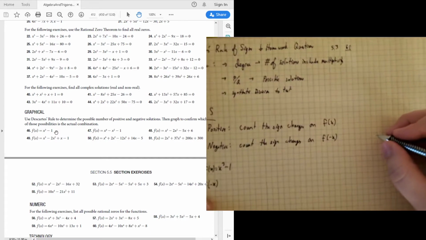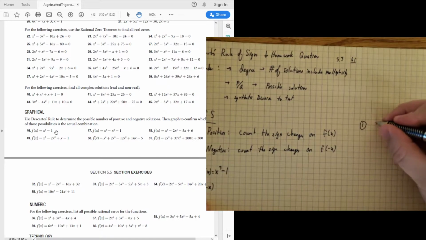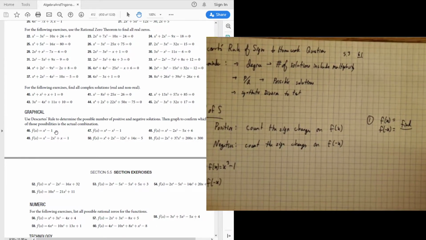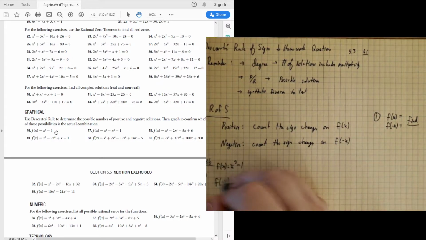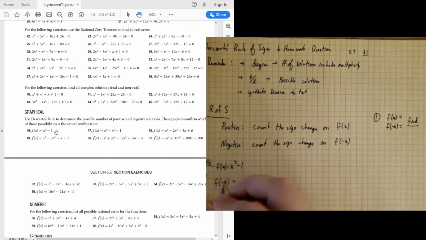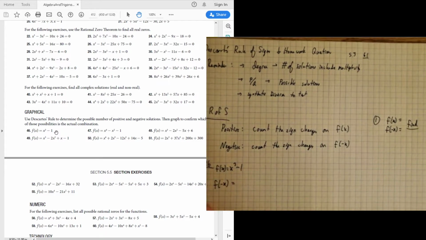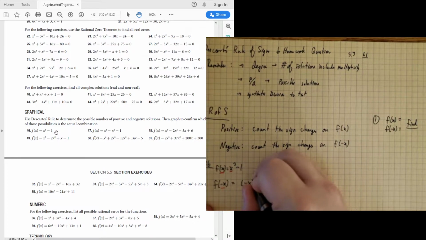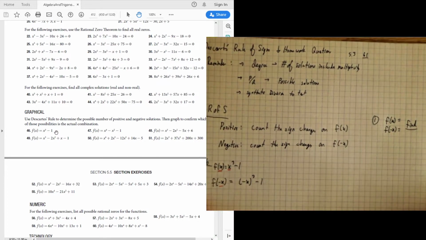So step one, we need to do Descartes' rule of signs. Make sure you know what f of x is, and make sure you know what f of negative x is. You can't perform the test unless you have those two things. Typically, one of these is given, and the other one has to be found manually. Now, if I'm given the first one, to find the second one, all I have to do is everywhere there used to be an x, I replace it with negative x.